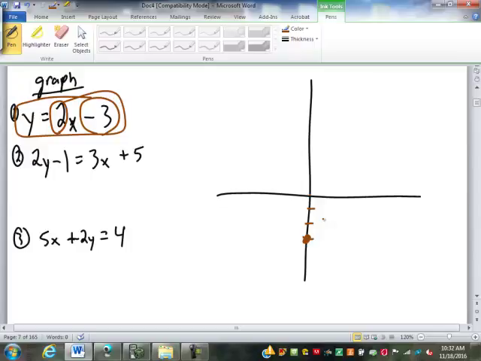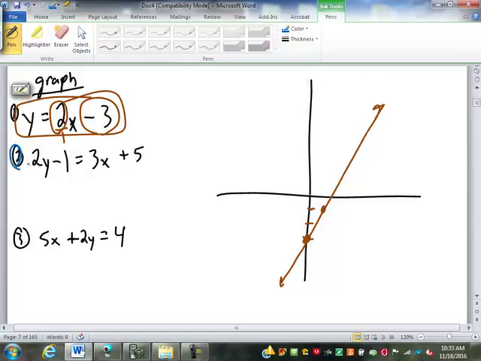So from the center, we go down 3, and that is where this line starts. A slope of 2, of course, has to be changed into a fraction. We make it 2 over 1. So now from that point, we rise 2 and run 1. There's our line.